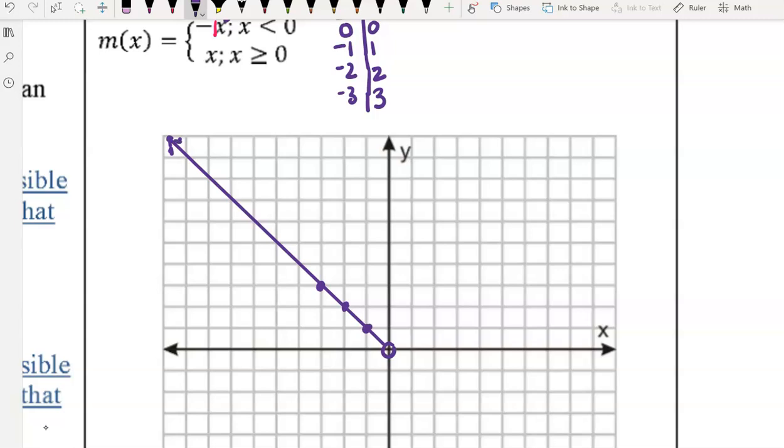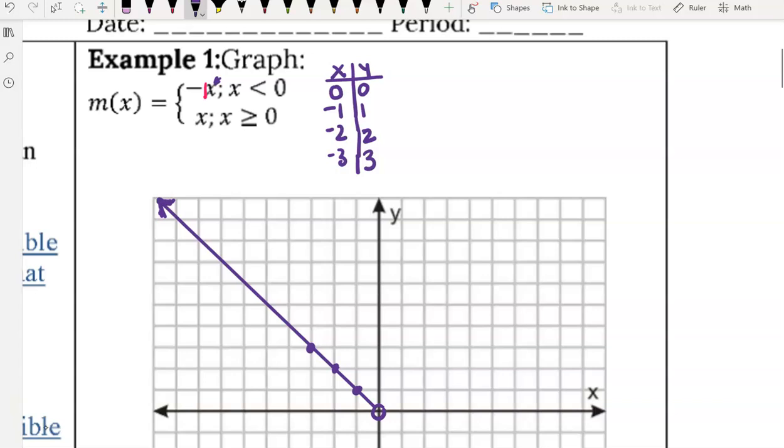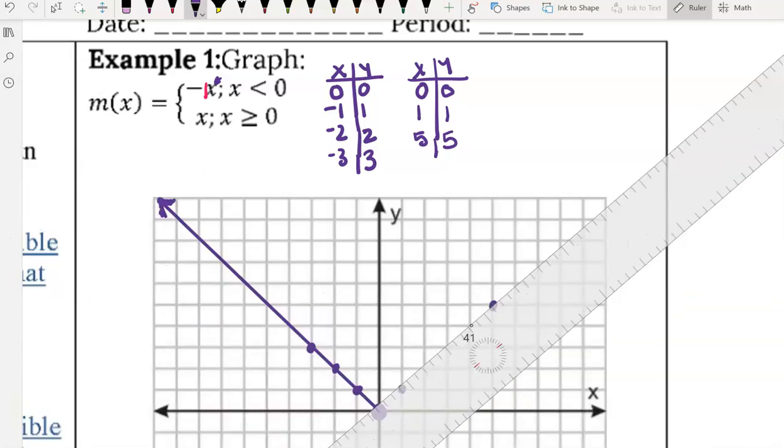So when we go and do the other piece, right side, which is piece number 2, we will start at 0, knowing that it's going to be a closed circle. Well, if x is 0, y is also 0. If x is 1, y is 1. If x is 5, y is 5, and so on and so on. We already have an open circle at 0, 0, but because this is closed, that will fill it up. And as you can see, we have another nice straight line.